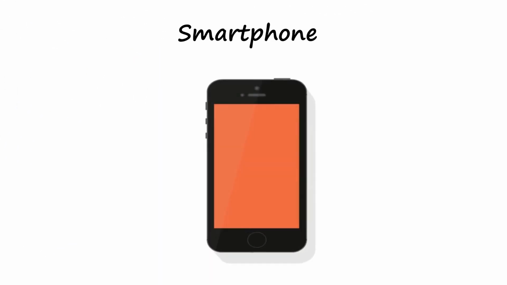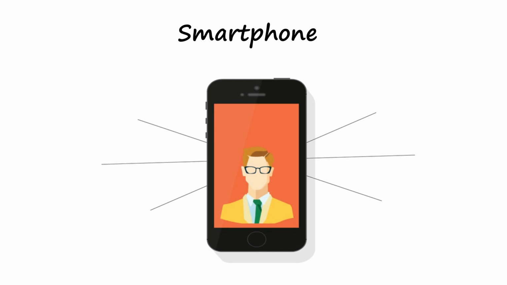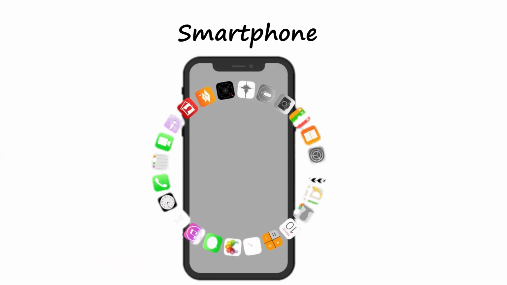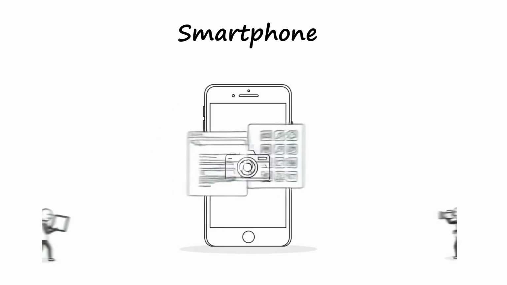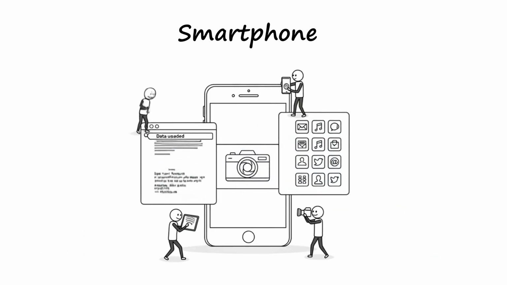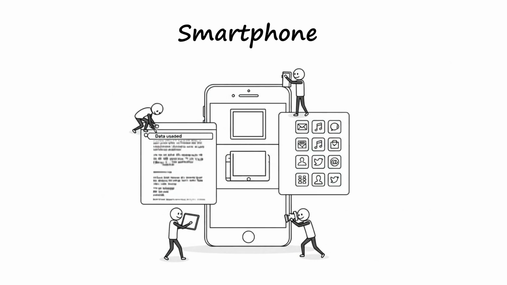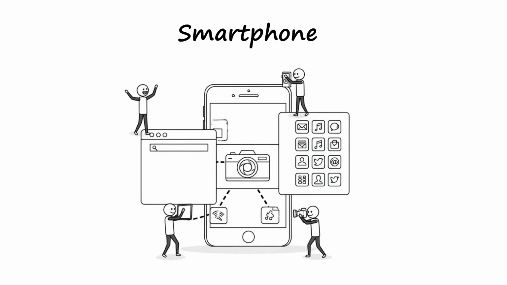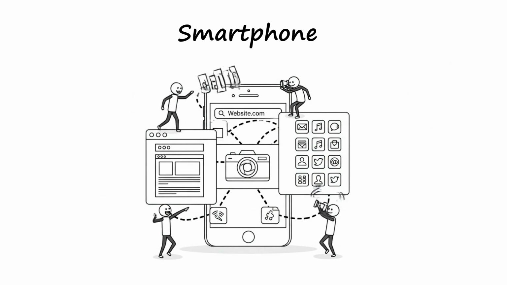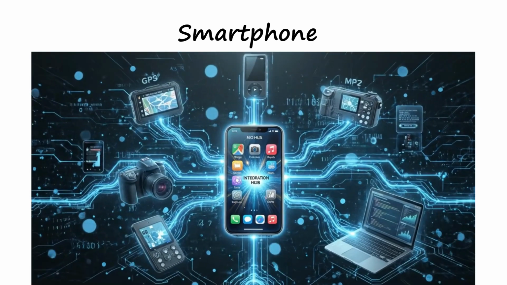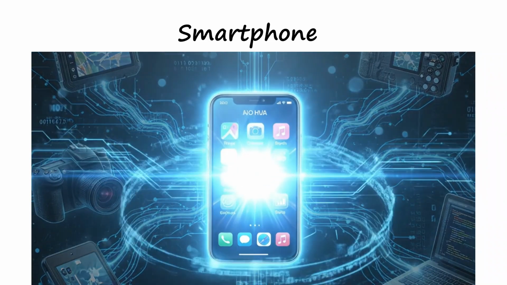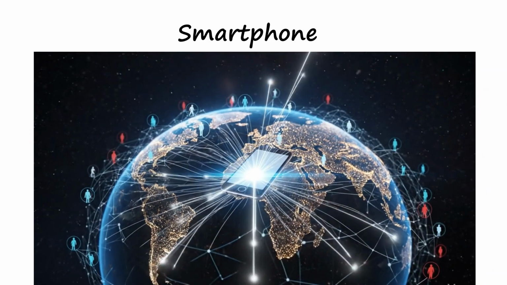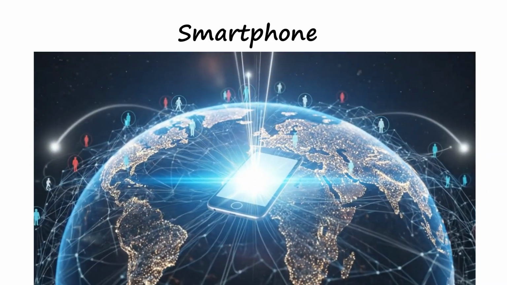Smartphone. This device represents the ultimate convergence of communication, computing, and media into a single handheld tool with a touchscreen interface. While it still functions as a telephone, the primary use shifted toward data-heavy tasks like browsing the web, photography, and running complex applications. By integrating GPS sensors and high-speed processors, it has essentially replaced dozens of separate gadgets, making it the most dominant and versatile form of communication technology in history.